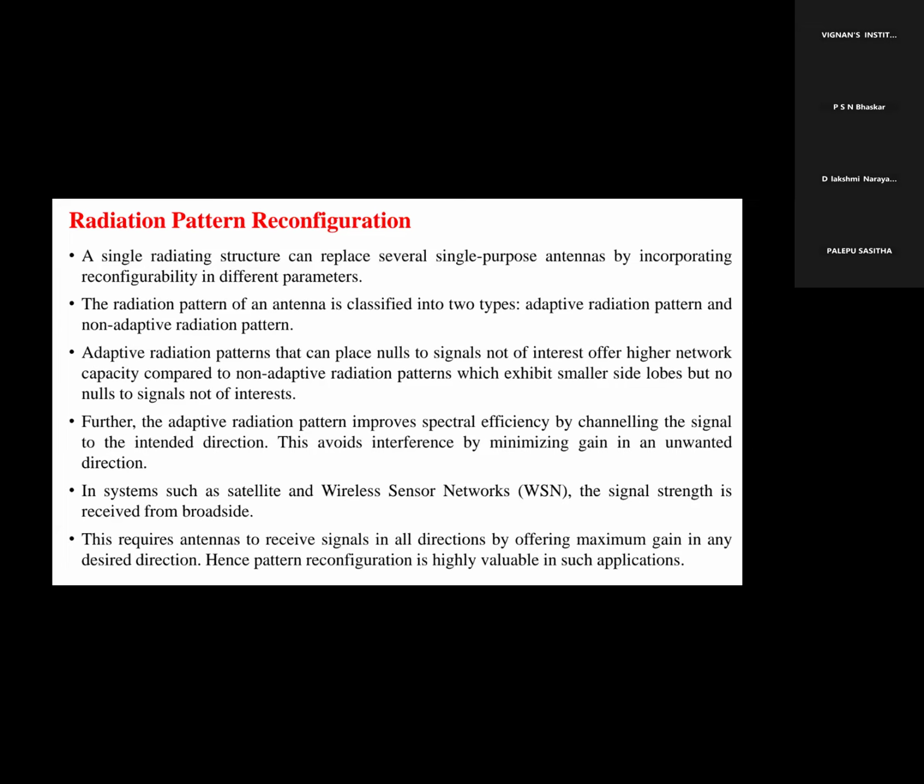In systems such as satellite and wireless sensor networks, the signal strength is received from broadside. This requires the antenna to receive signals in all directions by offering the maximum gain in any direction. And pattern reconfiguration is highly valuable in such applications.